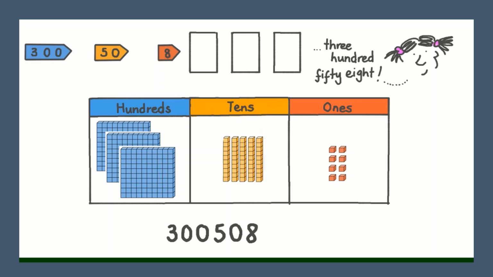Like this? Can you see what we've done here? We've written the numbers 300, 50 and 8 all in a long row. This isn't correct though. It's not how numbers work. A number that contains hundreds, tens and ones only needs 3 digits. Do you remember the title of this video? Place value of 3-digit numbers.